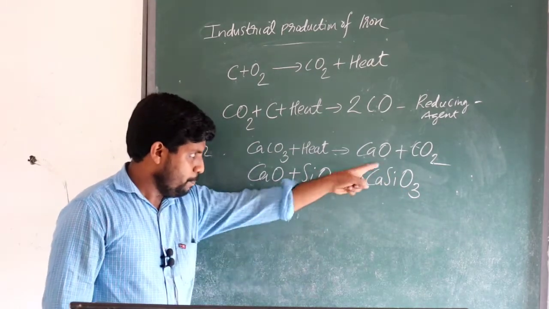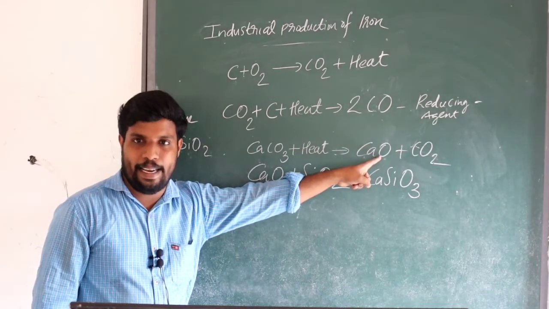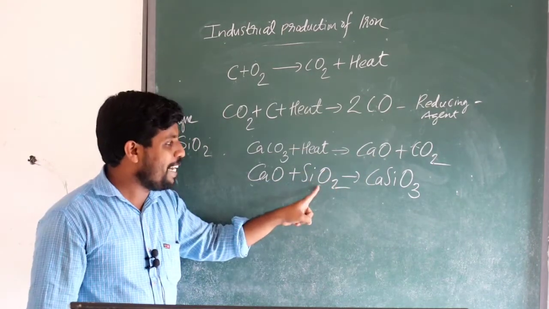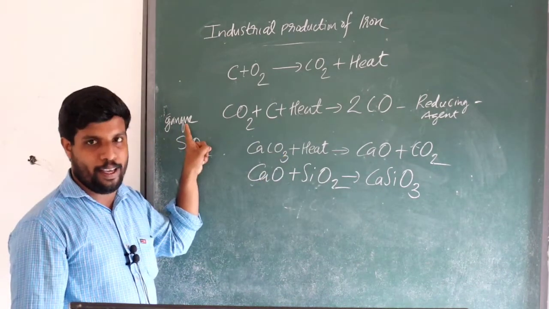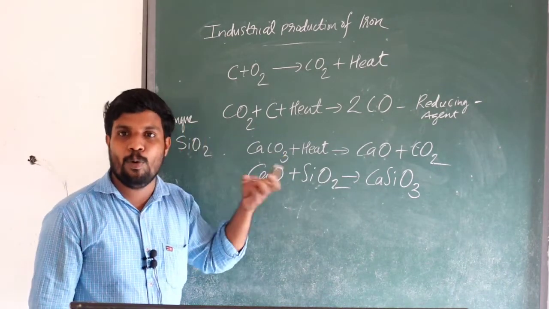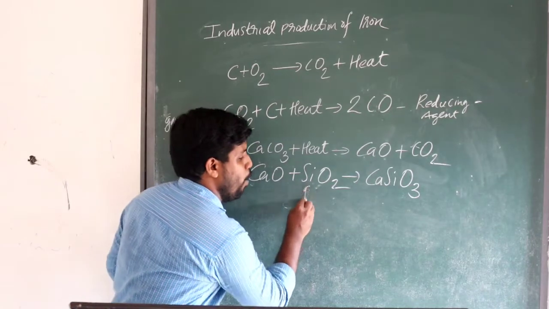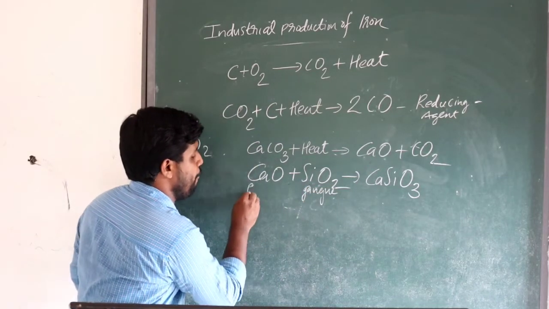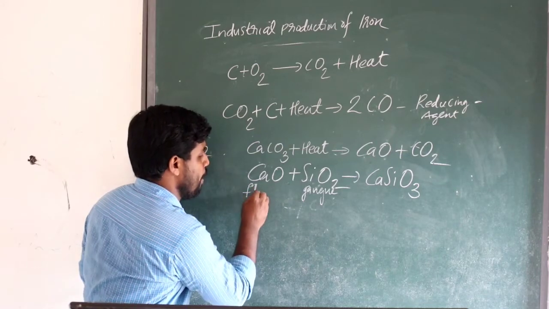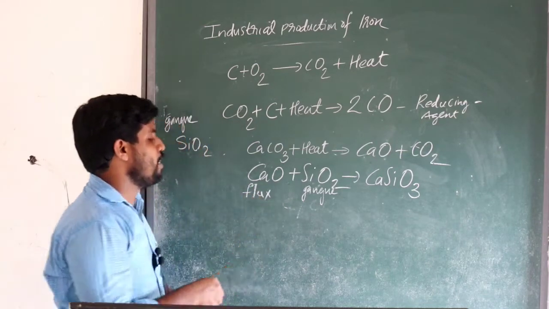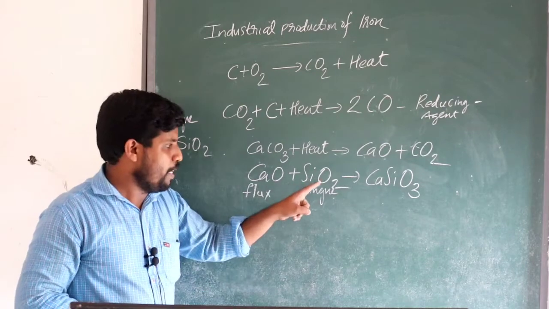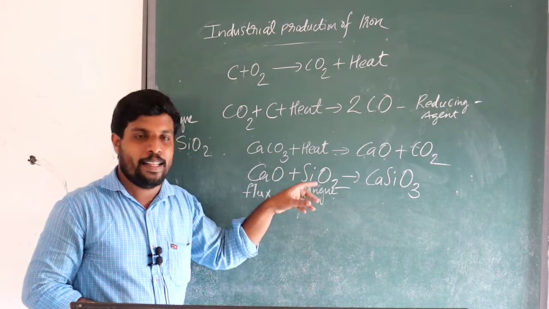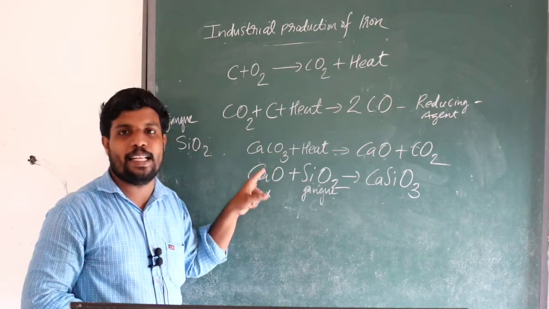So calcium oxide has alkaline nature, and silicon dioxide has acidic nature. Silicon dioxide is the gangue impurity. The substances used to remove the gangue, or the impurity, are known as flux. So here the flux is calcium oxide.